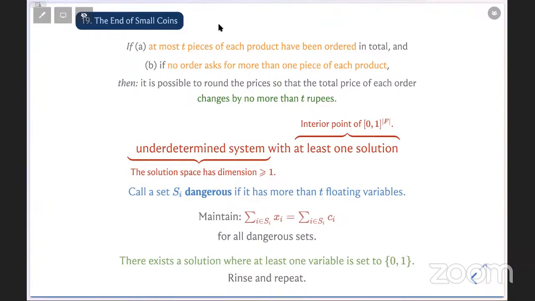And up to the point when it was dangerous, we actually maintained this invariant, which meant that with all the variables that we had fixed up to that point, we completely maintained the order value. We did not change it at all, right? And once it stopped being dangerous, we don't care because we are only changing the values of at most t items in the order. Does that make sense?